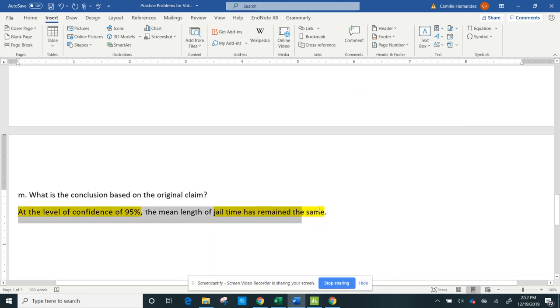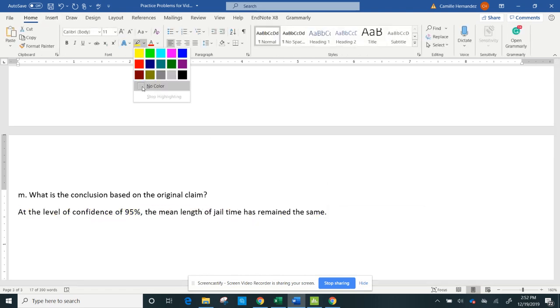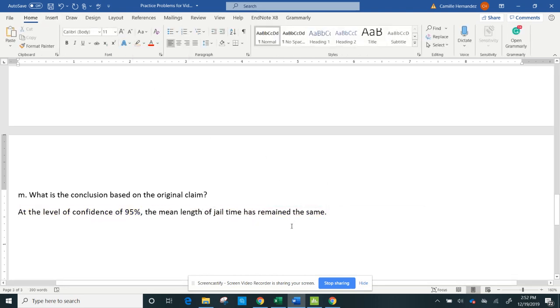So yeah, what did we find? I'm going to get rid of the highlighting so it might be easier to look at. At the level of confidence of 95%, the mean length of jail time has remained the same. So it hasn't changed. So even though they looked at this sample to see if it had changed, it hadn't. And that's why we do hypothesis testing.